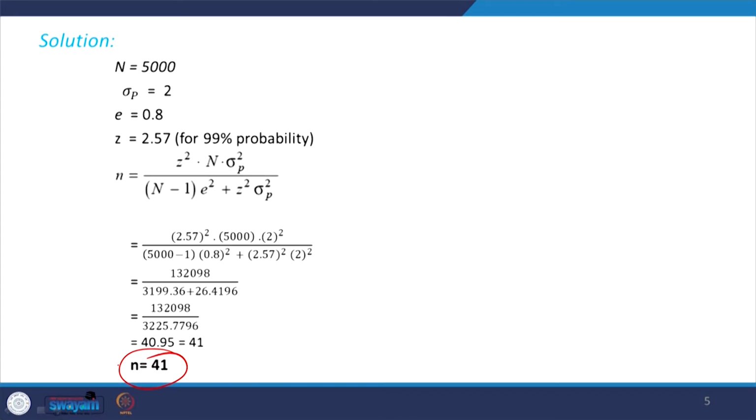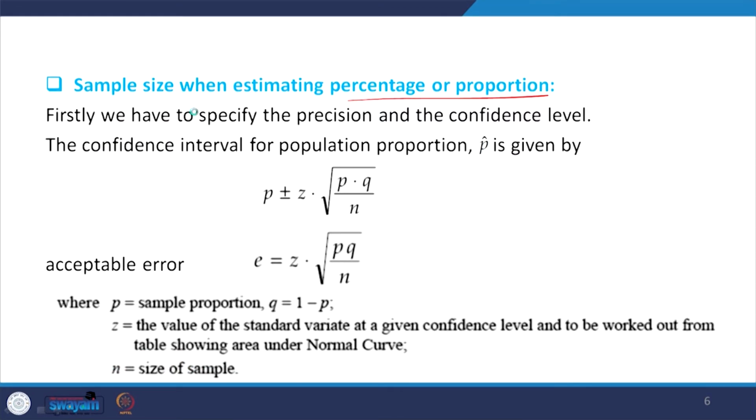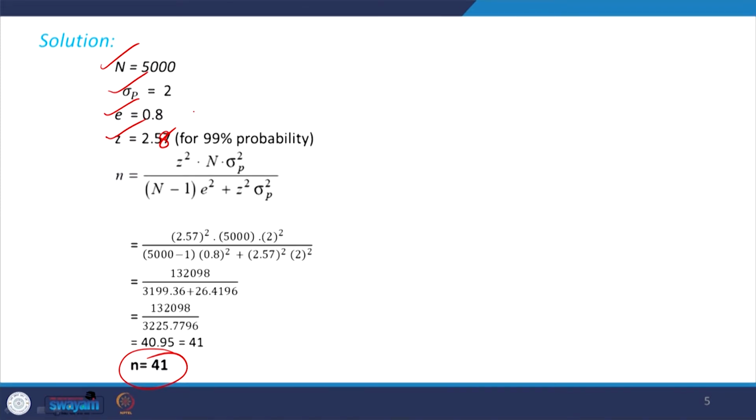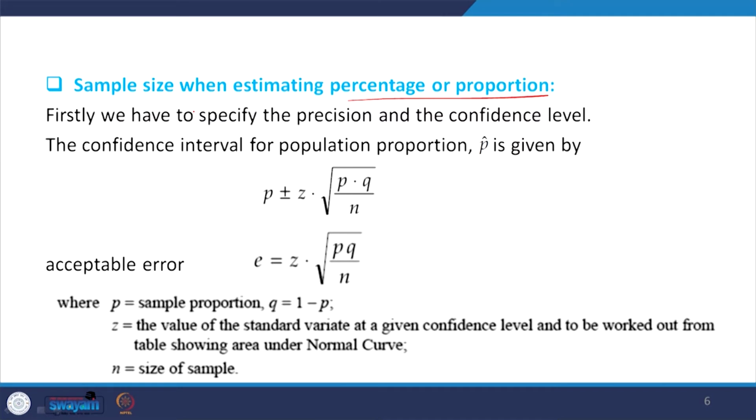Now, as I mentioned, you want the population size, you want the standard deviation or the variance of the population, you want the acceptable range, then you want the standard table value at 99%, or any other level, 2.58 as the standard table value. If you apply it, you will get the value as 41. But those 4 indicators may not be available in reality. So, with limited information, how can we derive it?